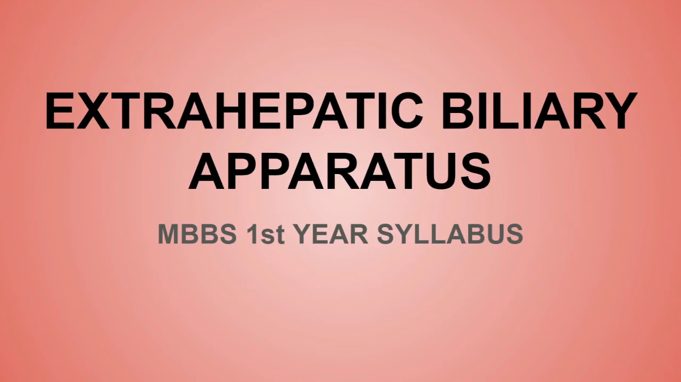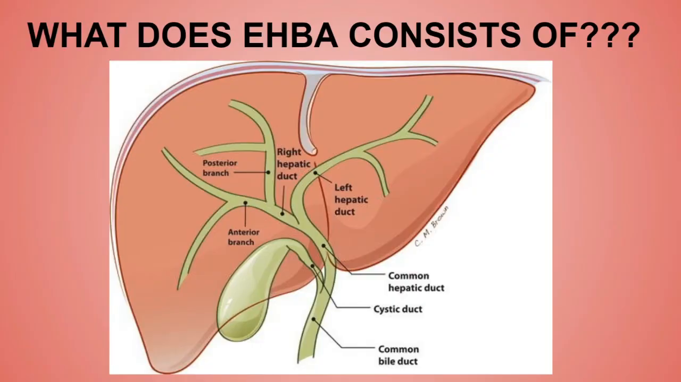Hello everyone. Today we'll discuss the extrahepatic biliary apparatus of the abdomen. Now first of all, what does the EHBA, or the extrahepatic biliary apparatus, consist of? It basically consists of 5 main parts.